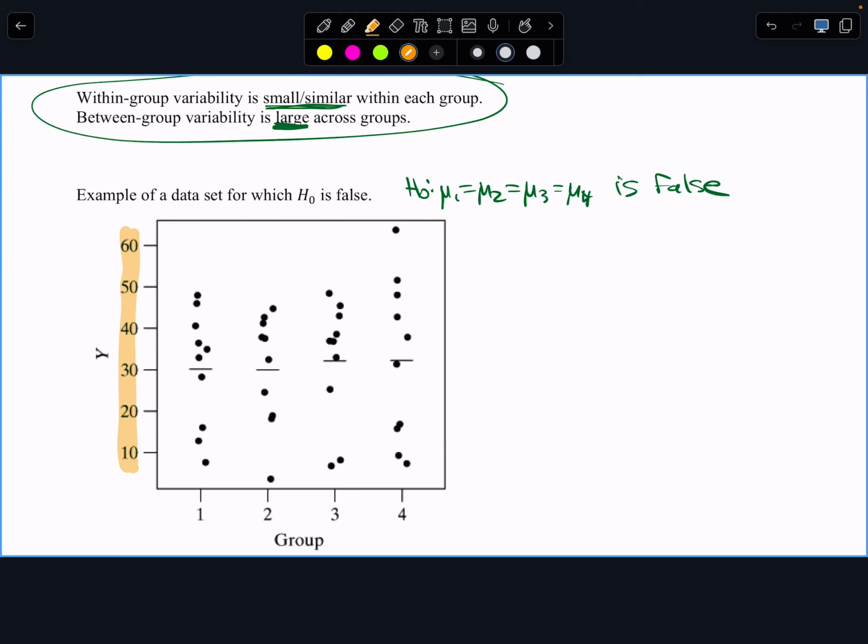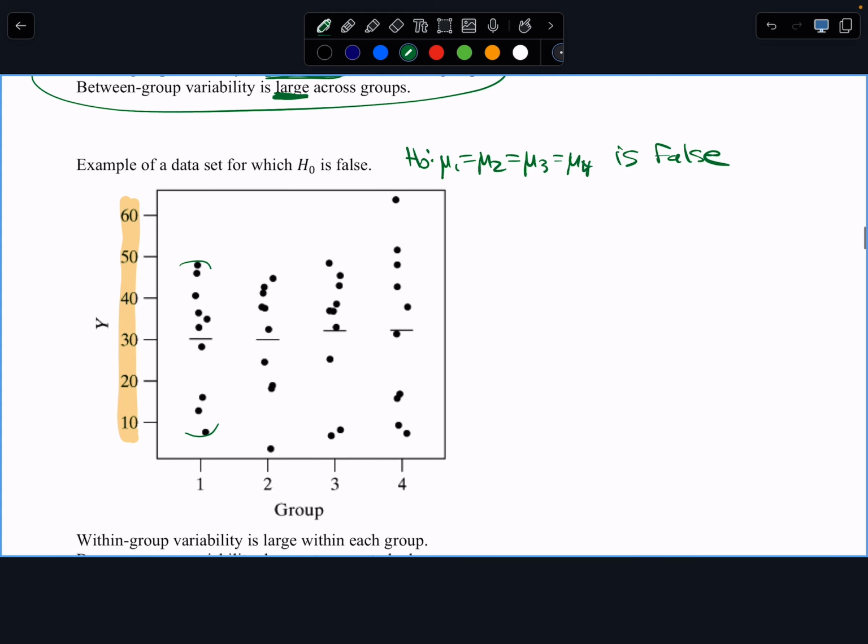The within group variability is large, right? Because when we look within the group, think about covering up all of this other stuff. You can't see it, but I'm looking at the variability in this group. Think about how spread out those values are, especially compared to the previous example. We're going from below 10 to above 50. I have a lot of spread within this group, and of course, a lot of spread within that group. That's within group variability.